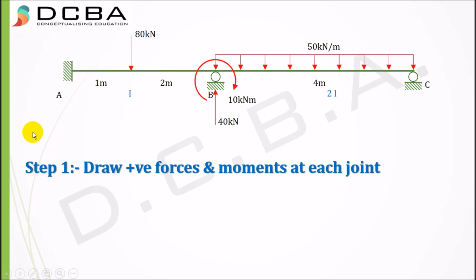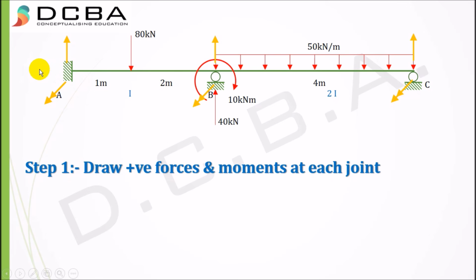Step 1 is to draw positive forces and moments at each joint. If you've seen my previous video, you might already know what the positive forces and moments are in the stiffness matrix method. These are forces which are aligned in the direction of the Cartesian coordinate axes. We have to solve this using beam elements, and for beam elements we have only two forces, one is an upward force and another is a moment. The double arrows show the moment acting about the z axis.